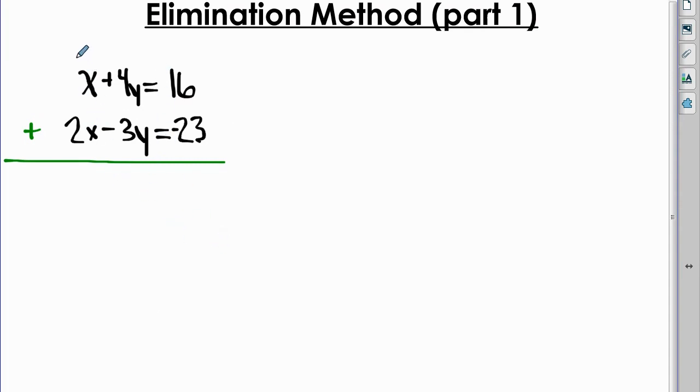So adding this, there's an invisible 1 in front of that x. So this will then be 3x. 4 plus negative 3 is going to be positive 1. So plus 1y equals 16 plus negative 23. That ends up equaling negative 7. Okay, so that's something that we can do. We can take two equations and add them together.